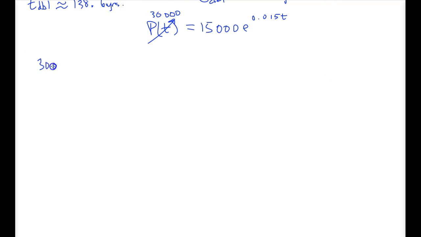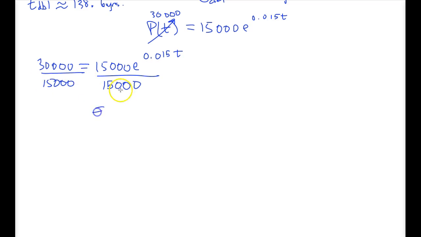So if I do that, I'll have 30,000 equals 15,000 e raised to the 0.015 t. And of course, if you're trying to find the double time for the 1% or the 0.5%, this number here would change. First thing I want to do is divide both sides by 15,000. In doing that, this reduces to 1, and I just have e raised to the 0.015 t. And here 30,000 divided by 15,000 is 2.